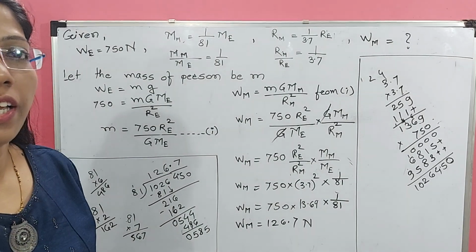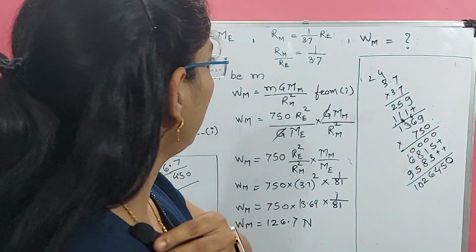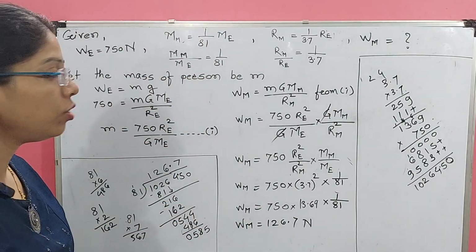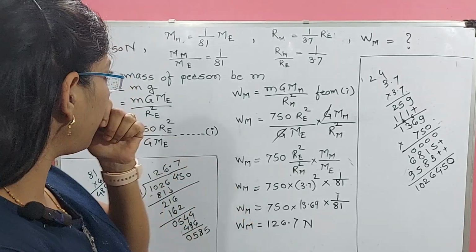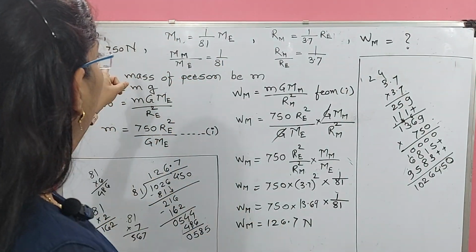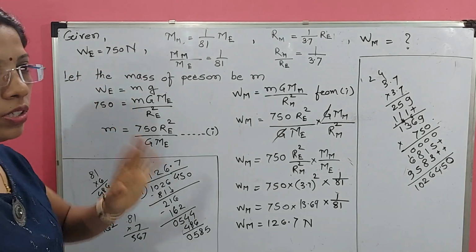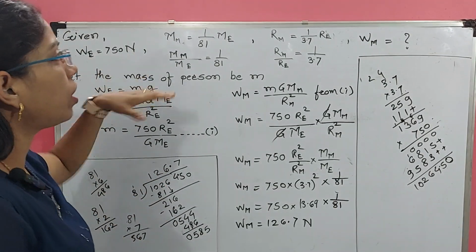So we are going to see a numerical based on mass and weight. The example is given that a person is there, and the weight of the person on earth is 750 Newton. We know the Newton is the unit for weight.